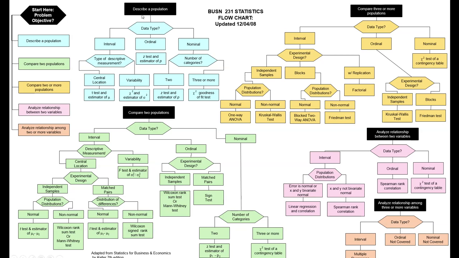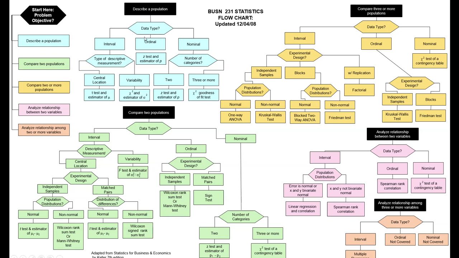So, for example, describe a population. Let's take a look at what we already did. As you can see, in each one of these trees, the very first question under the root of the tree is, what is your data type? And it always branches in three different directions. Data can be numerical, also called interval, or categorical, ordinal or nominal.